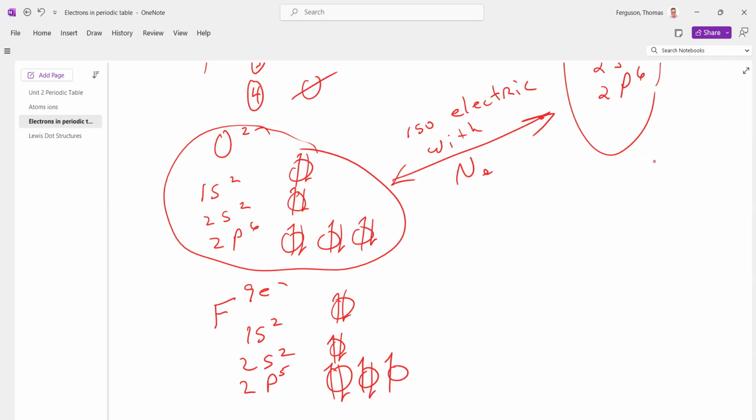So how can we get a full shell? Yeah, acquire one from somewhere. It goes right there. Then it's isoelectronic with neon. Keep going back to those noble gas configurations.